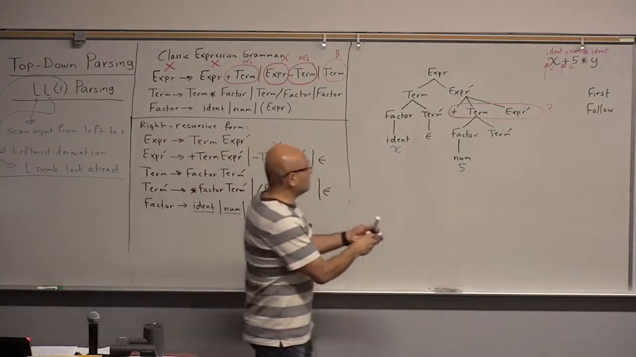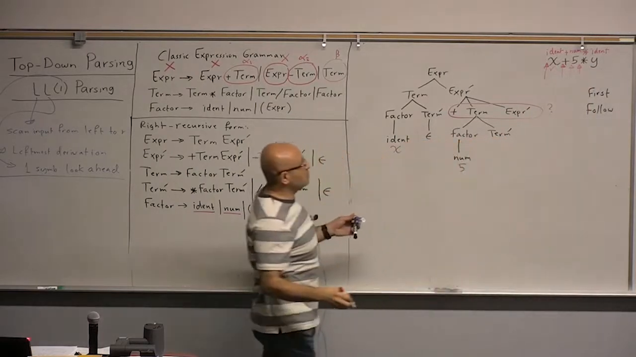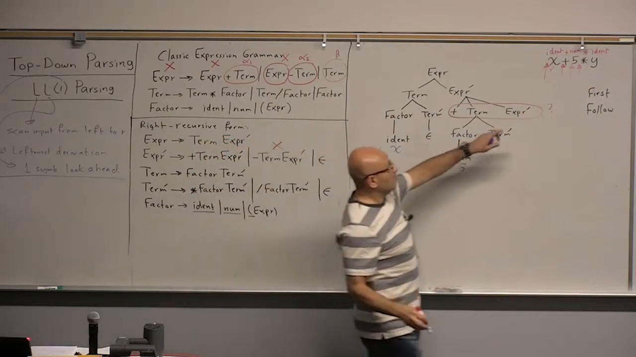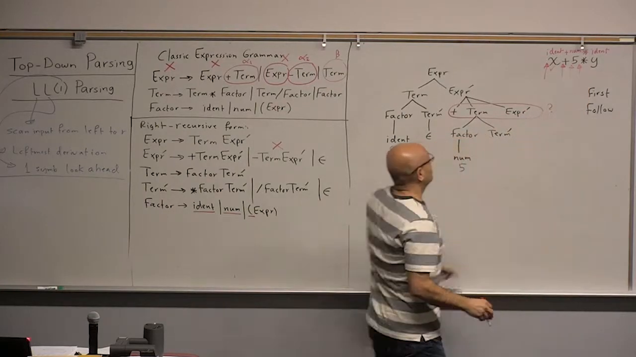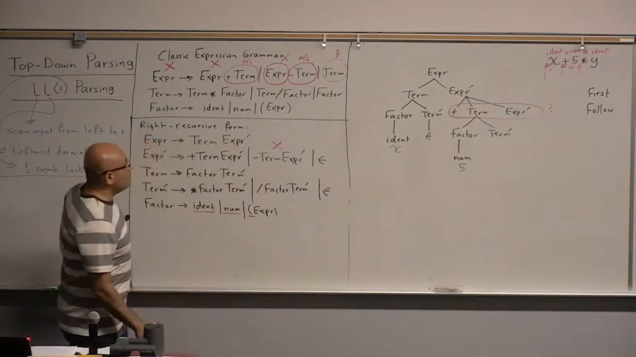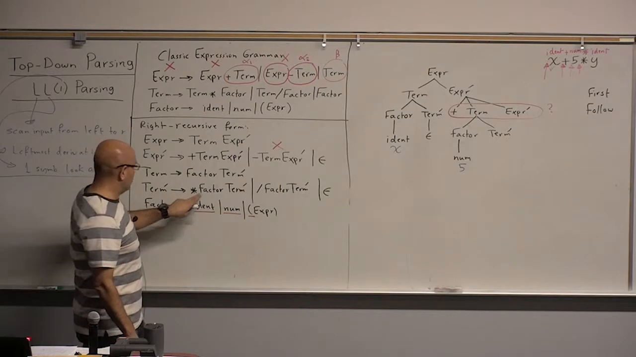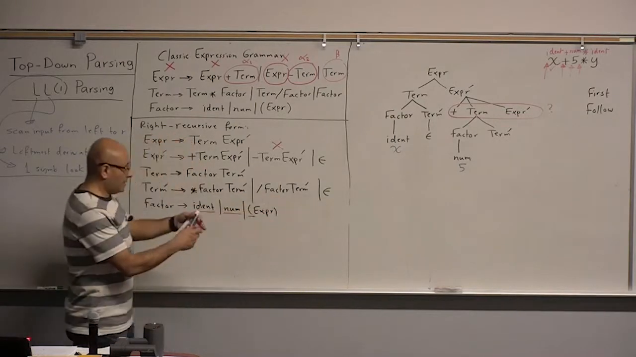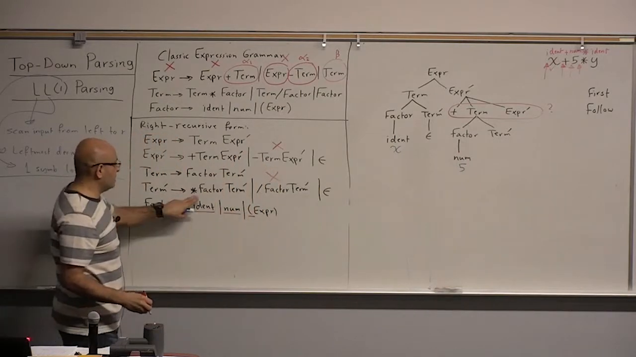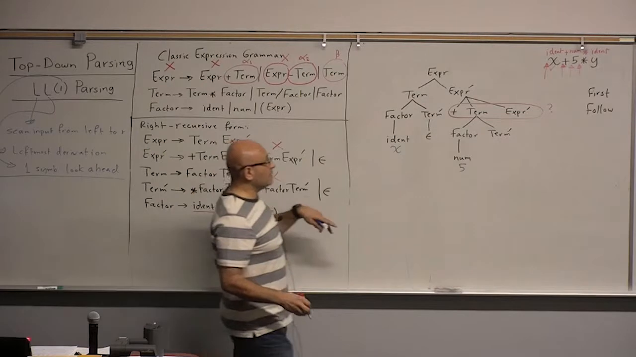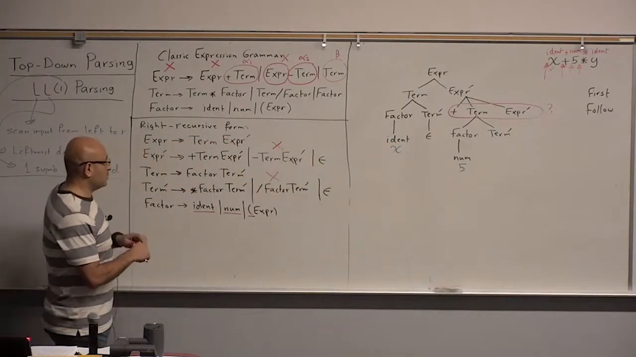Now I need a substitution for term prime. Sorry, I have consumed the number, so I have to advance this, because I have already consumed the 5. Now my lookahead symbol at this point is the multiplication. For term prime: multiply, divide, epsilon. Divide I know is not correct because I'm not seeing a divide. I'm seeing a multiply, so multiply is a possibly correct substitution.